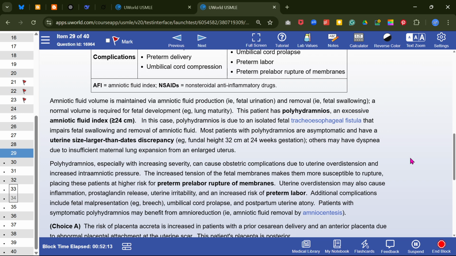Uterine overdistension may also cause inflammation, prostaglandin release, uterine irritability, and an increased risk of preterm labor. Additional complications include fetal malpresentation, breech, umbilical cord prolapse, and postpartum uterine atony. Patients with symptomatic polyhydramnios may benefit from amnioreduction, amniotic fluid removal by amniocentesis.